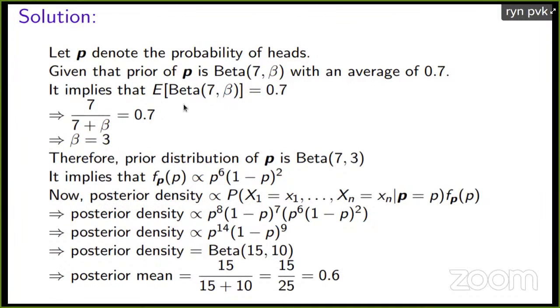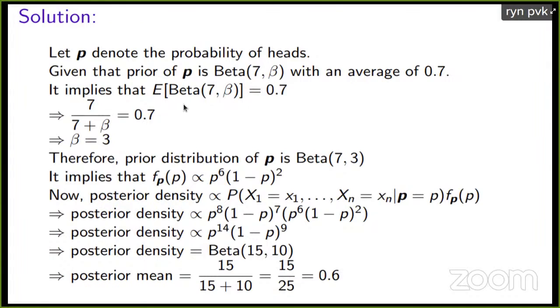And what is the density of this prior distribution now? So what is the density for Beta(alpha, beta)? It is p to the power alpha minus 1 into 1 minus p to the power beta minus 1, right? So alpha here is 7 and beta here is 3. So the density becomes p to the power 6 into 1 minus p to the power 2.